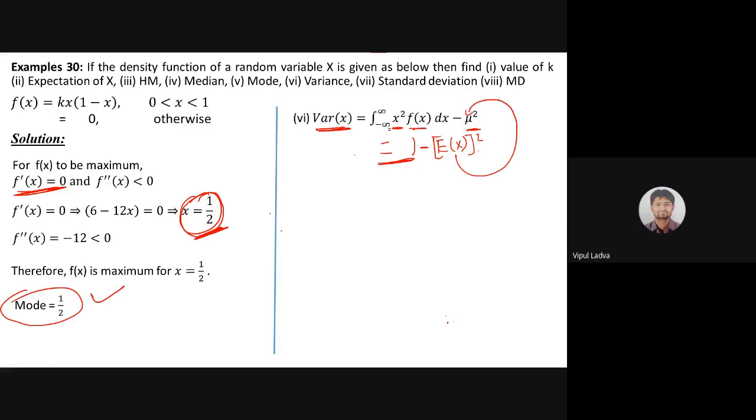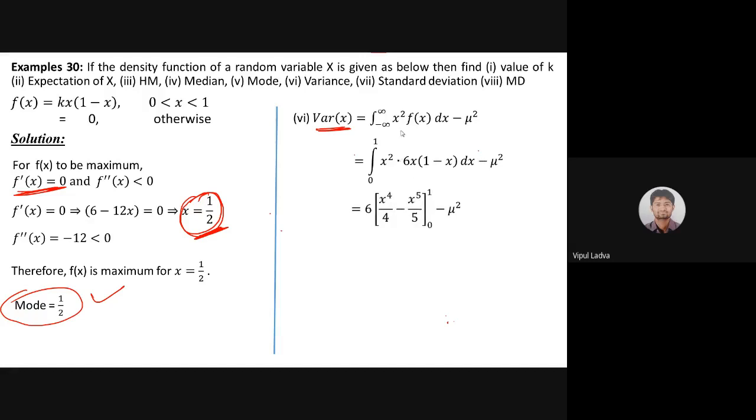So let's go for this particular integration. Let's try to identify what should be the variance of this. As we know that we are interested in the interval 0 to 1 only, x square as it is, f of x is 6x(1 minus x) dx, okay, minus mu the square. Let's move ahead.